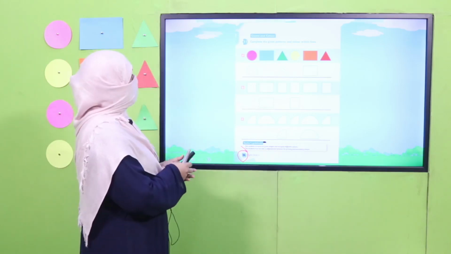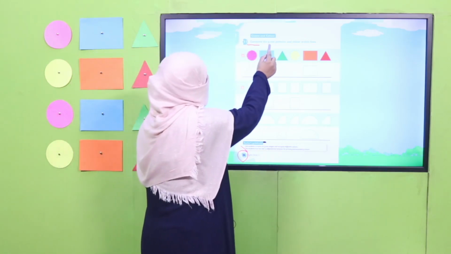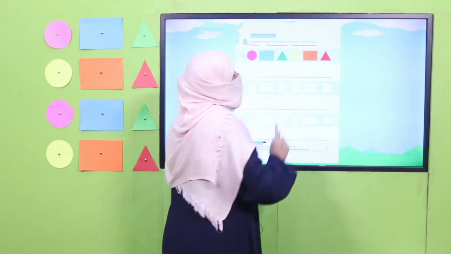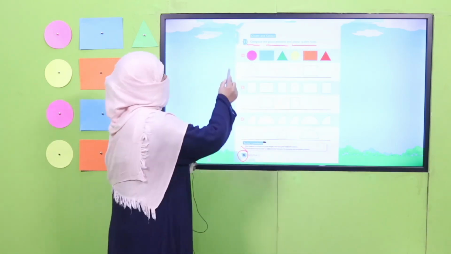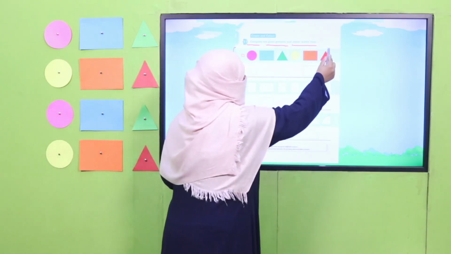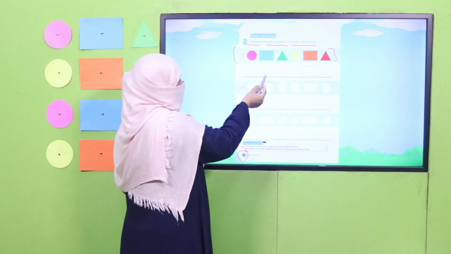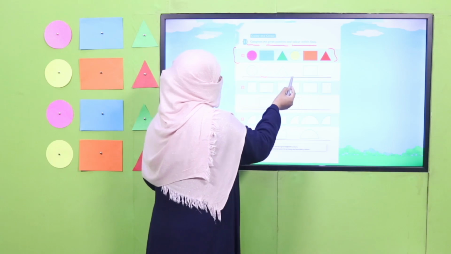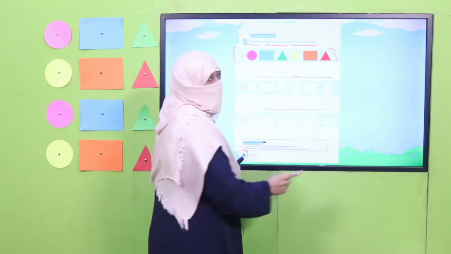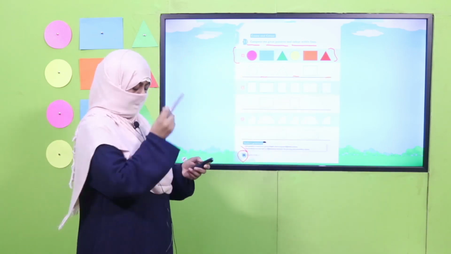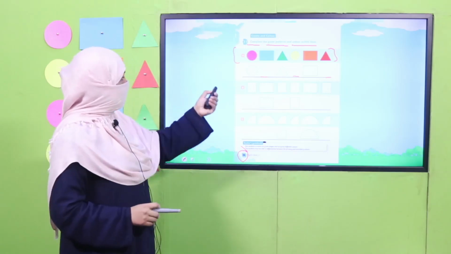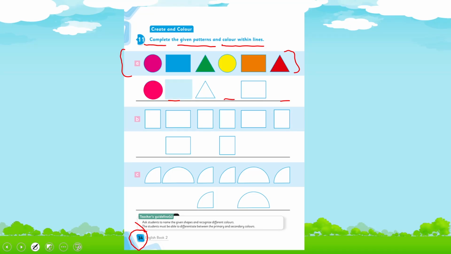All right, so what you are supposed to do: complete the given pattern and color within lines. Now a pattern is given to you the way I just showed you. You have to complete it. So it's a circle, you will draw a rectangle here and a circle here and a triangle, and you know how to draw it. I just taught you. So after drawing, you will color them pink, blue, green, yellow, orange, red. So this is the pattern.